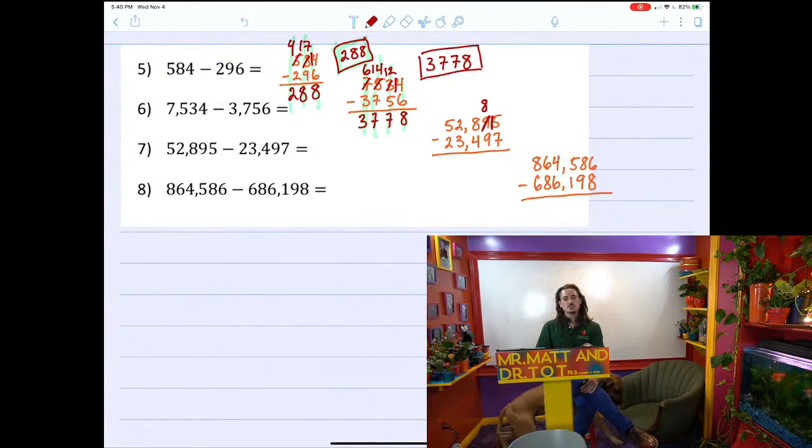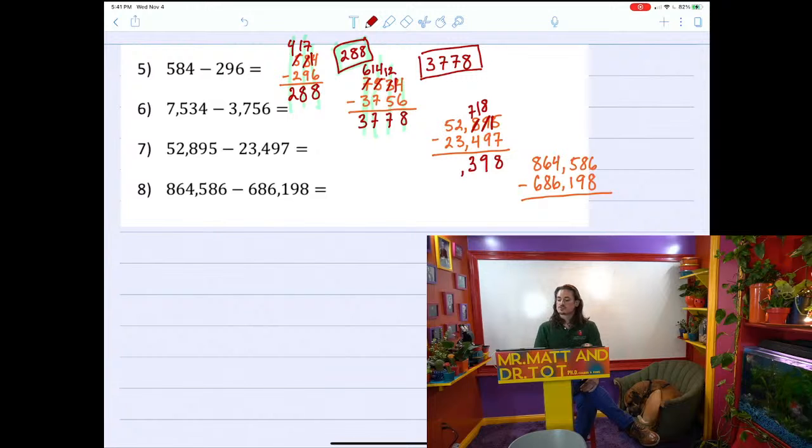Now when we try to do 8 minus 9, we're not going to be able to do that either. So we have to borrow from the 8 in the hundreds place. That 8 will become 7, and the 8 turns into 18. 18 minus 9 is 9. 7 minus 4 is 3. Notice we didn't have to regroup in the hundreds because the top value was larger than the bottom.